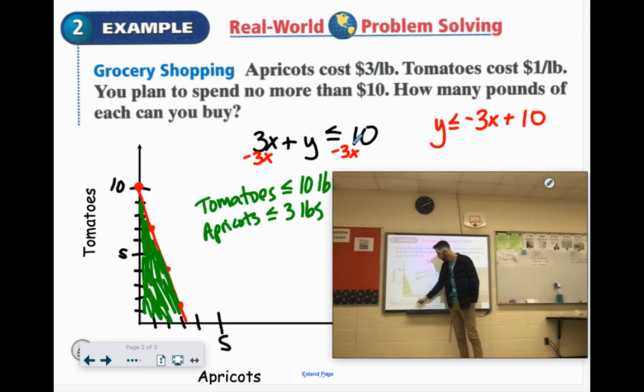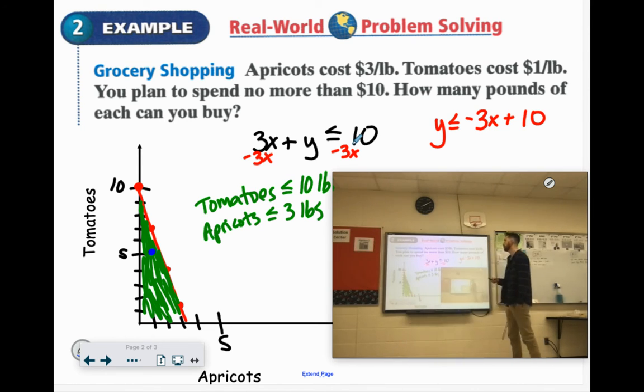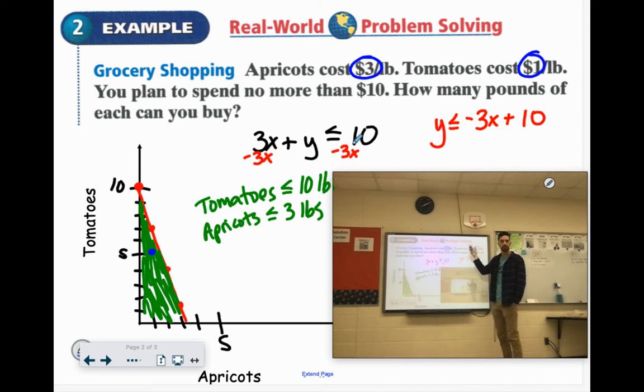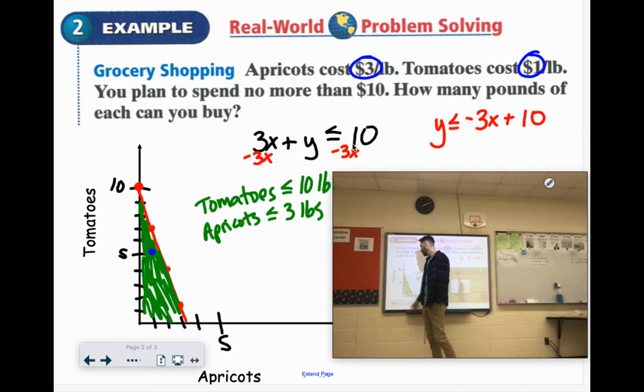So you could say, well, we could get 1 pound of apricots and 5 pounds of tomatoes, and that would be fine, right? Which if you calculate that, 1 pound of apricots would be $3, 5 pounds of tomatoes would be another $5, so that would take us to $8, right? So all kinds of combinations available there.